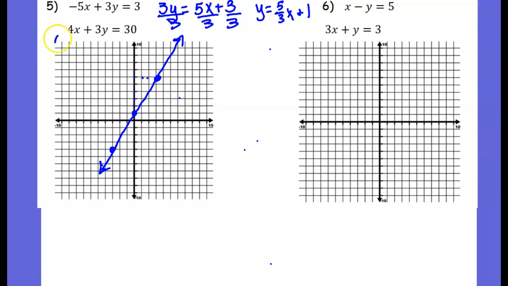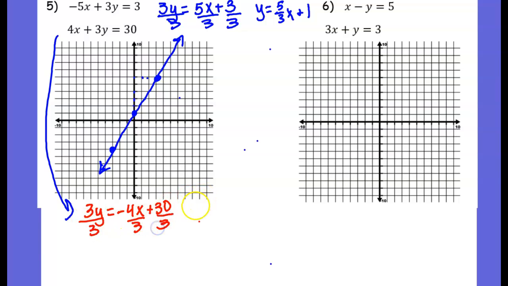Now the second one I'm actually going to do down here for some space purposes. So let's put it in slope-intercept form. 3y is going to be equal to -4x plus 30. And then I'm going to divide both sides by 3. So my y is going to be equal to -4/3 x plus 10. Okay, so I start at 10, which is right up here.